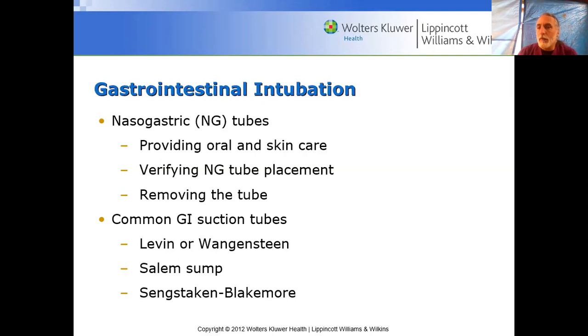Our common GI tubes, both for suction and for feeding: the Levin, Salem Sump, Blakemore. The Salem Sump is probably the most common tube that you will see in general bedside practice. It's a dual lumen tube that allows not only medication or nutrition administration, but also allows for gas venting at the same time. Again, more on that in Nursing 204.